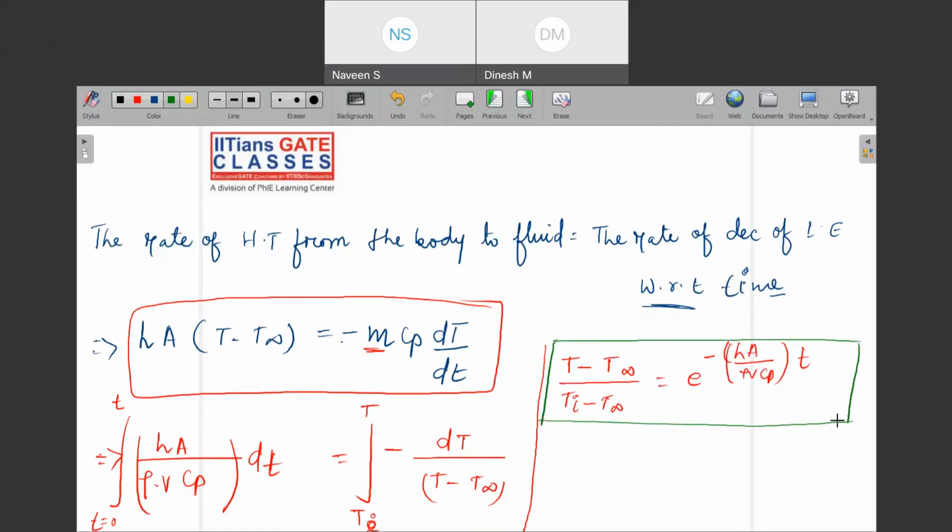So (T minus T infinity) upon (Ti minus T infinity) is equal to e to the power minus hA by rho V Cp into t. So this is the temperature distribution.